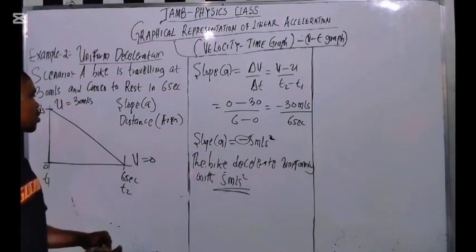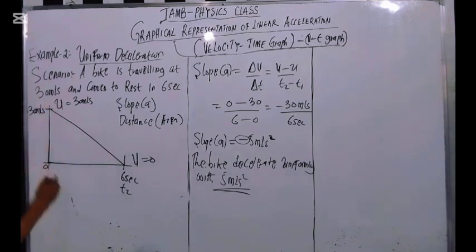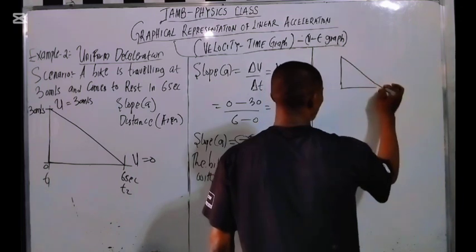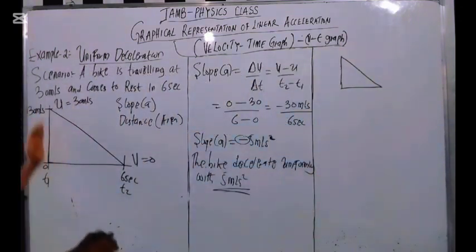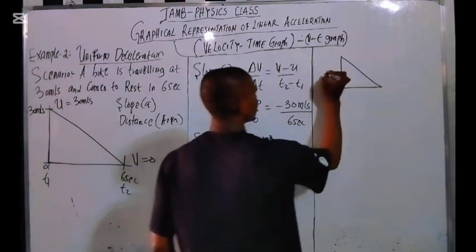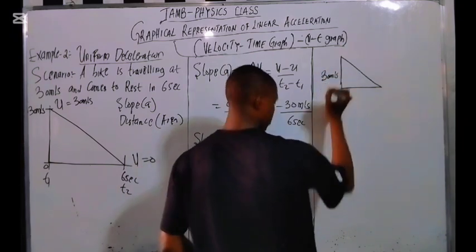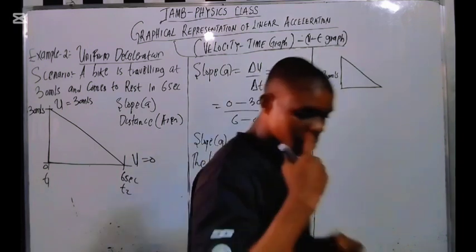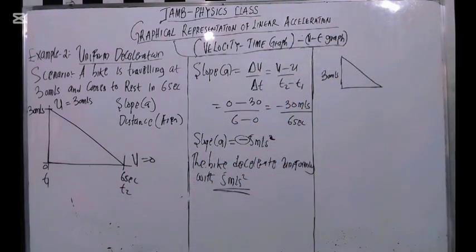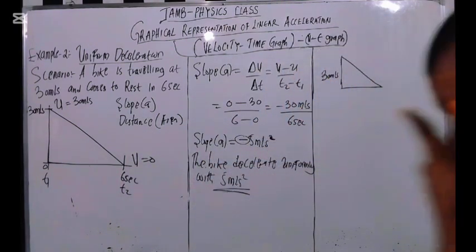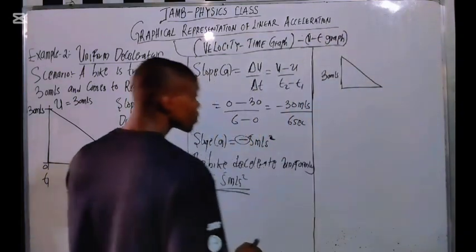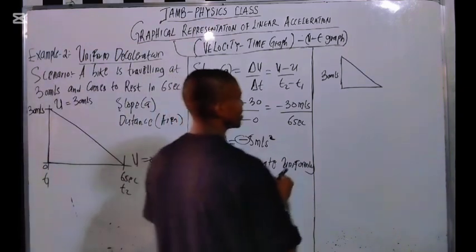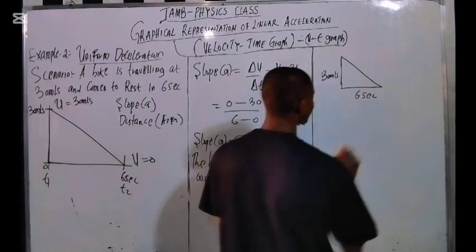Now let's look at the distance. If you check very well, this is also a triangle. The velocity here is 30 meters per second, and the time is 6 seconds.